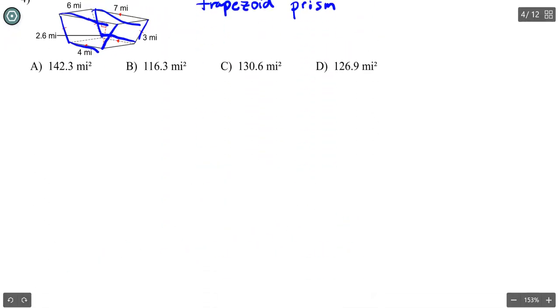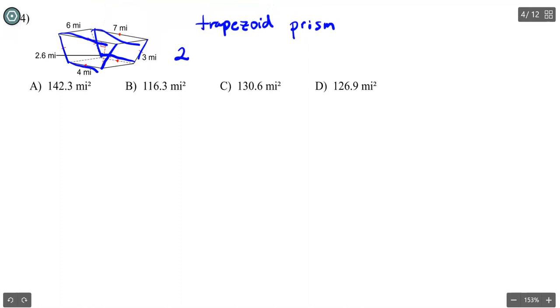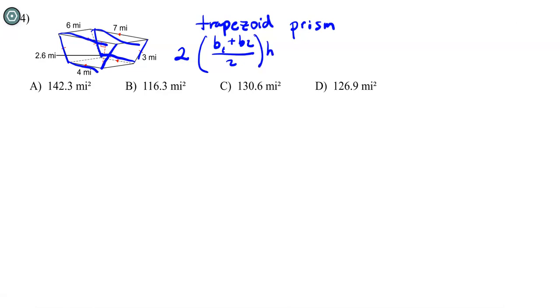So I have 2 trapezoids, and remember, the trapezoid is base 1 plus base 2 chopped in half, the average of the bases, times the height. And then for the walls, I'm going to have a bunch of rectangles. So let's go back and look at my walls.